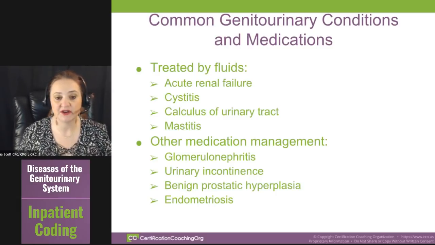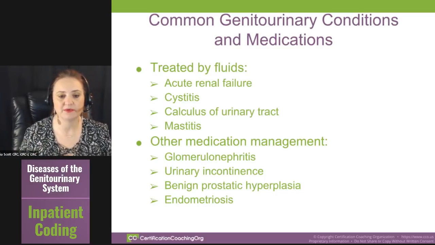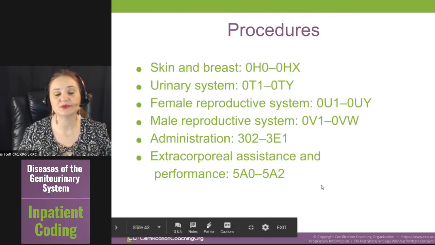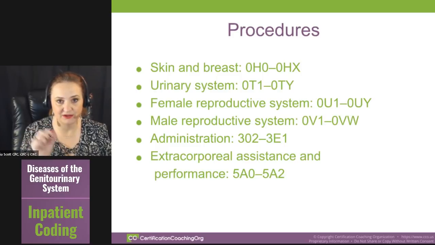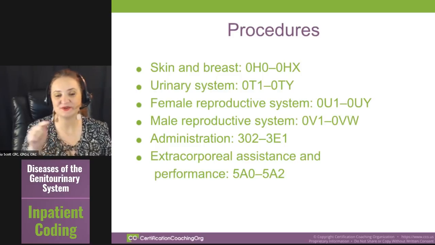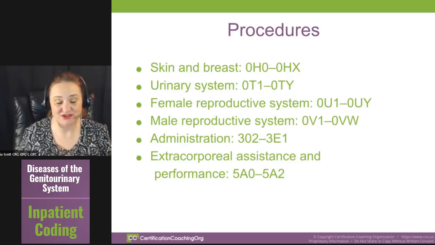Glomerular nephritis, urinary incontinence. There are medications to help tighten up that sphincter. Benign prostatic hyperplasia again, and actually for prostate conditions, swelling of the prostate, one of the best medications for that is the little blue pill. It works for that, but the insurance won't pay for that because it is also used for erectile dysfunction. And so that's too bad because it also works with enlarged prostates.